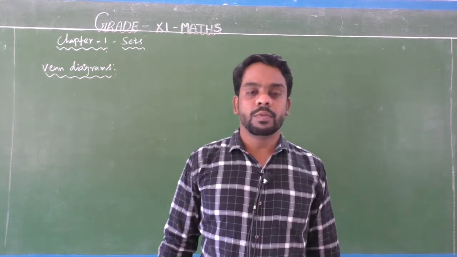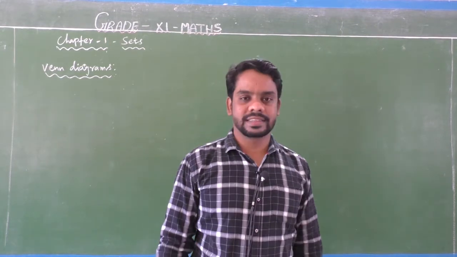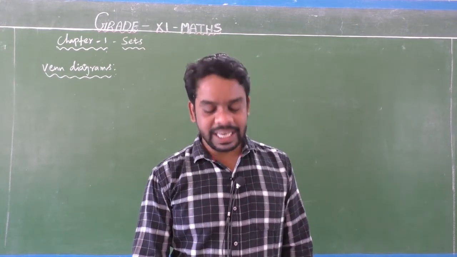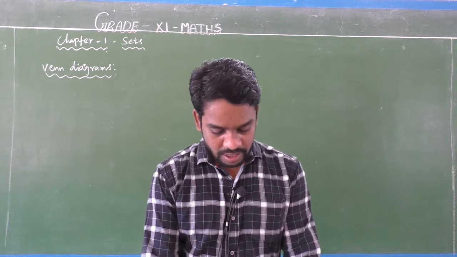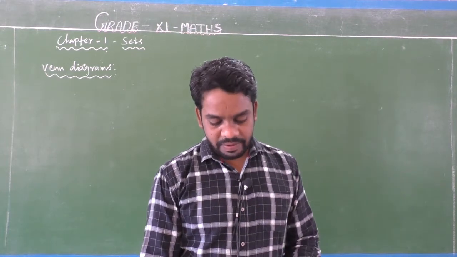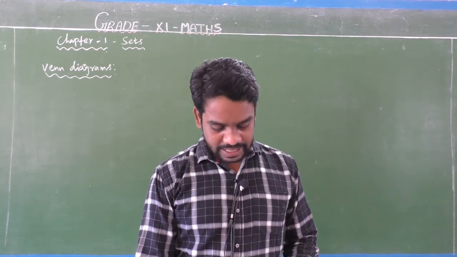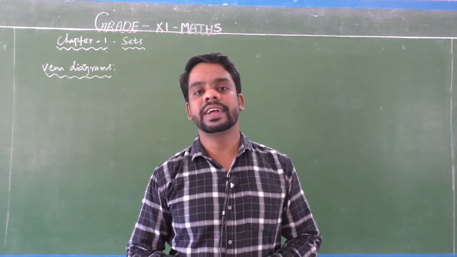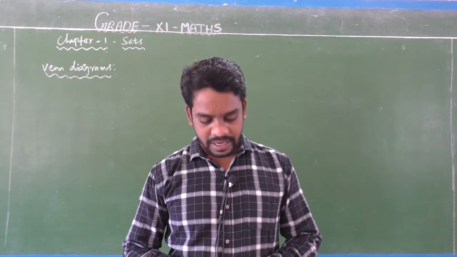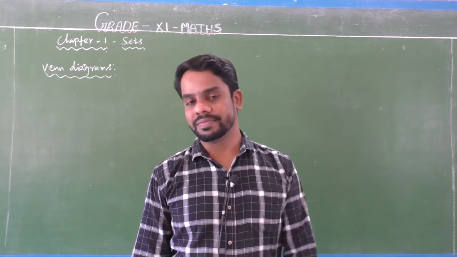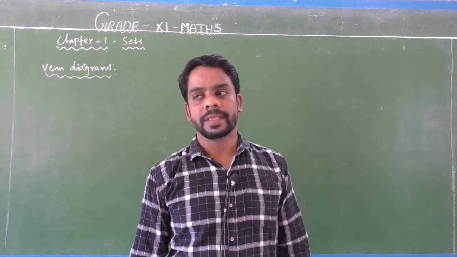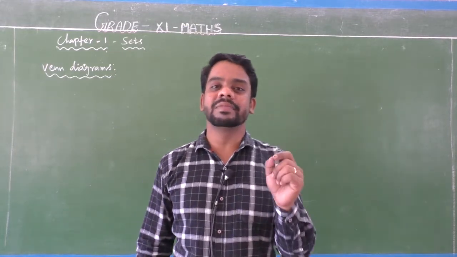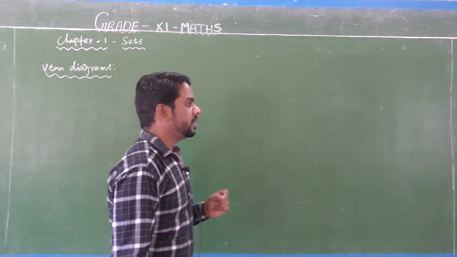Listen, most relationships between sets can be represented by means of diagrams, which are known as Venn diagrams. Okay? So the relation between two sets can be represented by means of a diagram, called a Venn diagram.